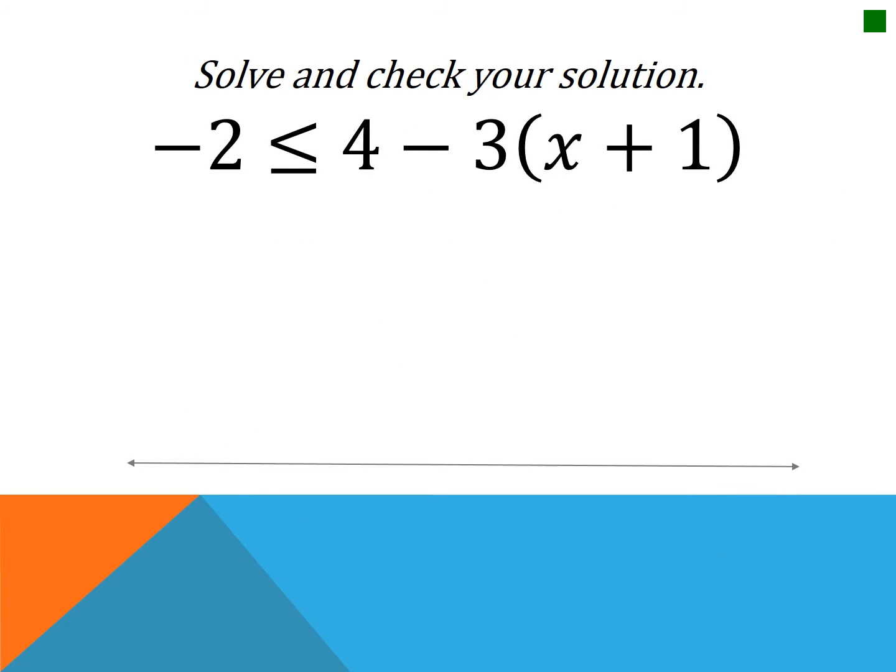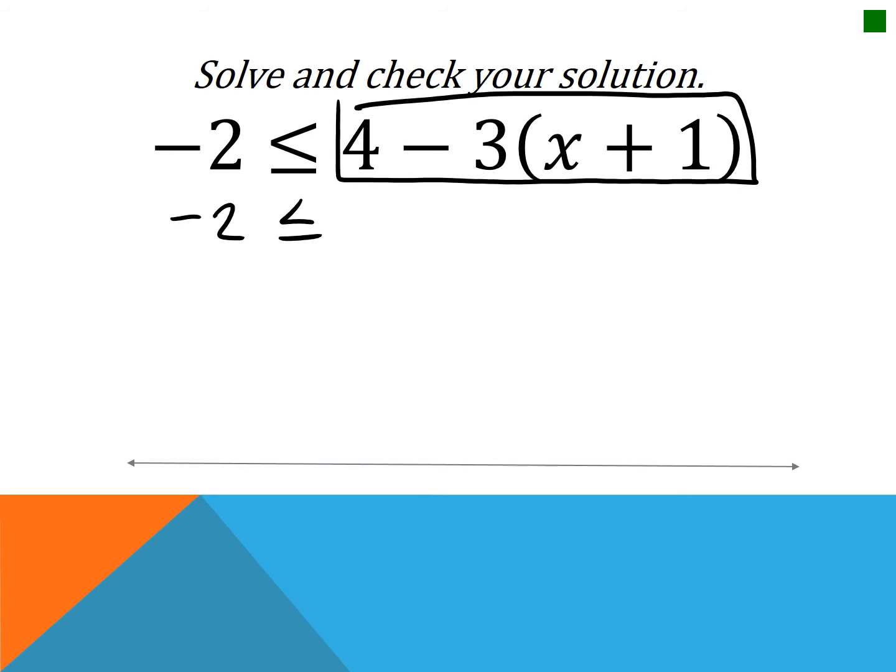Okay, inequality. That means I do everything the same until I divide. Once I divide, I'm going to decide. So I'm going to leave the negative 2 because that side does not have the x. This is the side with the x. This is the side I need to distribute. Be careful. Make sure you distribute that negative 3.